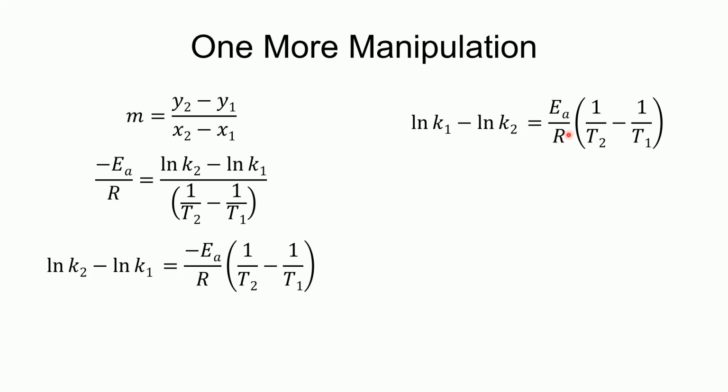Now there's one last little thing that we can do. If you have the difference between two logs, natural log of K1 minus natural log of K2, we can rewrite that as the log of the ratio. So we can rewrite that as natural log of K1 over K2 is equal to EA over R times 1 over T2 minus 1 over T1. At first glance, this does not look like a very simple equation. And in all fairness, it is not a very simple equation. It is a little bit complicated.